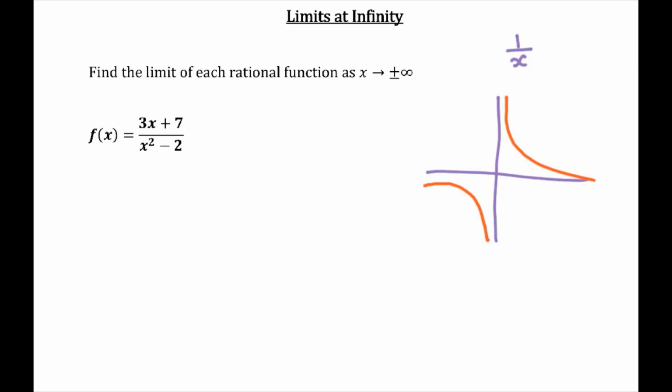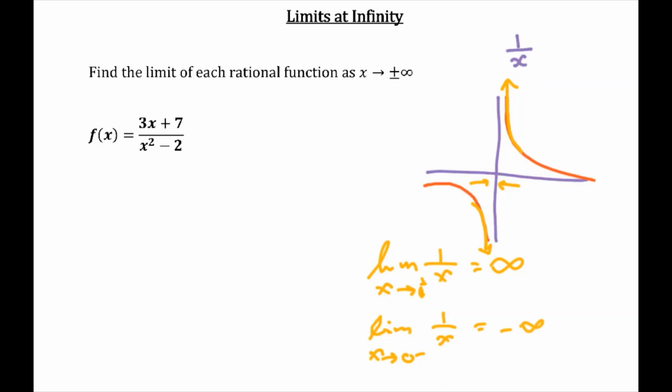Okay, I'm going to ask you a question. By looking at the graph, what is the limit as x approaches 0 from the right side? Well, as x approaches 0 from the right side, it is equal to infinity because the function is growing, as you can see. And if you look at the limit as x approaches 0 from the left side, the function is decreasing and going to negative infinity, right?